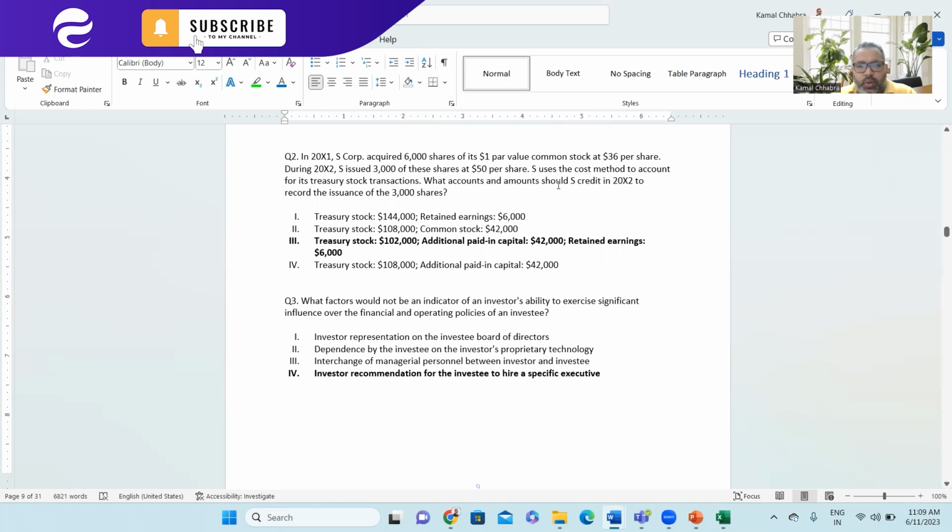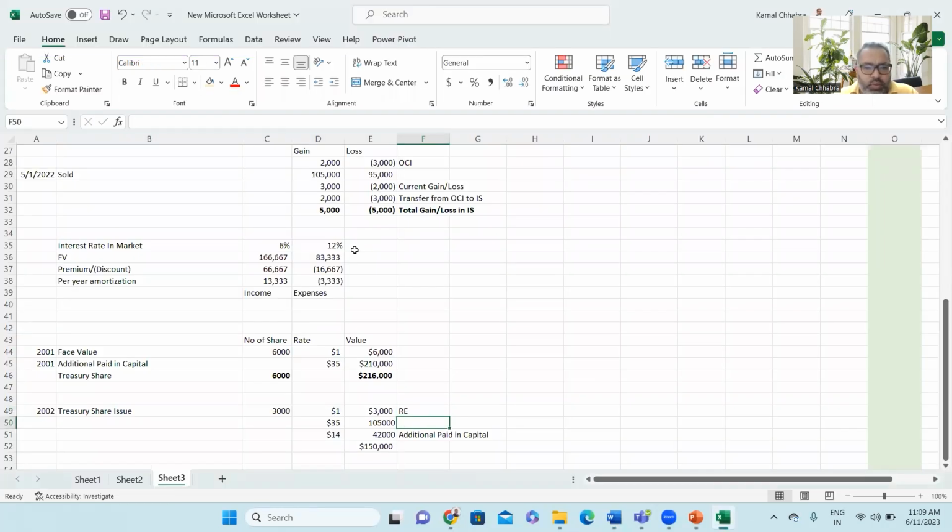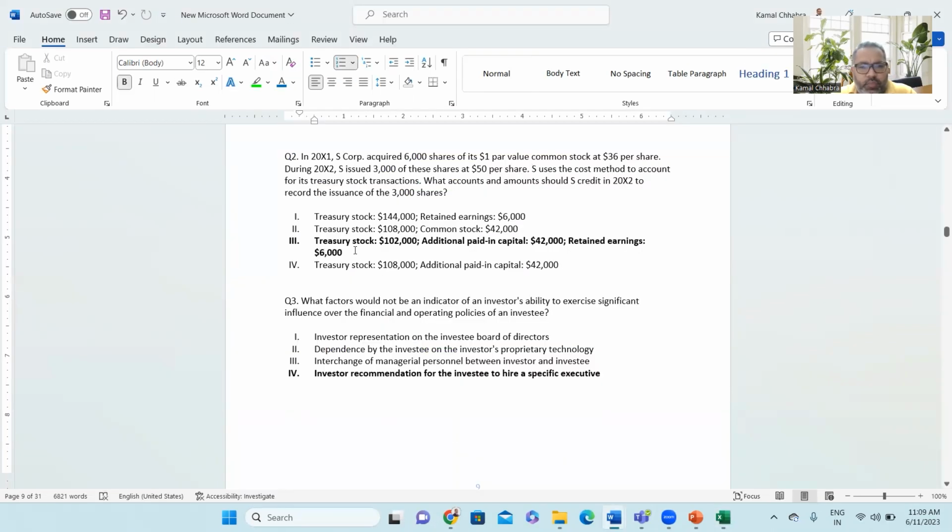So what account and amount should S credit in 2002 to record the issuance of 3000 shares? Retained earning should be 3000, right? Retained earning should be 3000, right? And this treasury stock should be 105, right? Yes, sir.